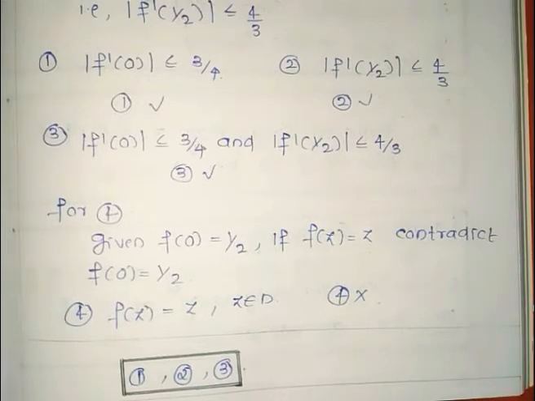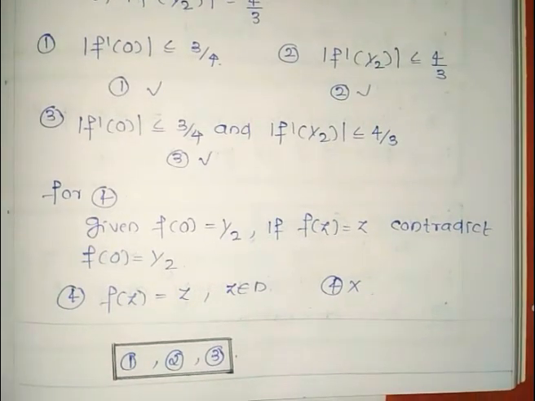So the correct options of this question are 1, 2 and 3. Since it is a part C question, multiple answers are correct. So the correct options of this question are option number 1, option number 2 and option number 3.